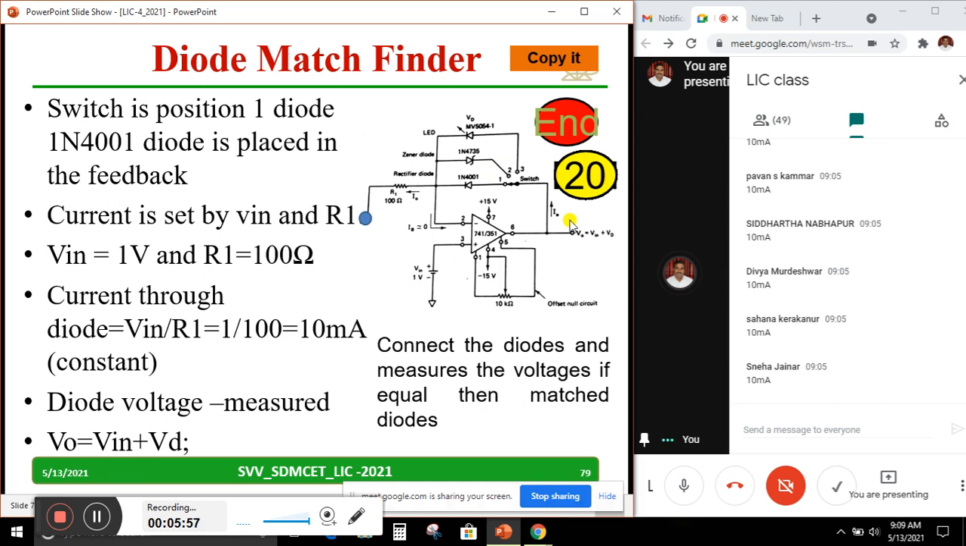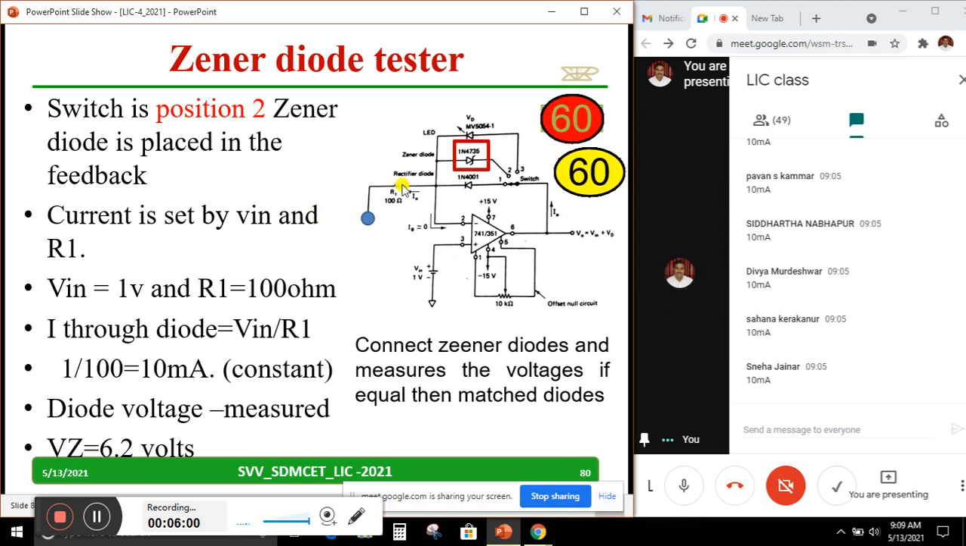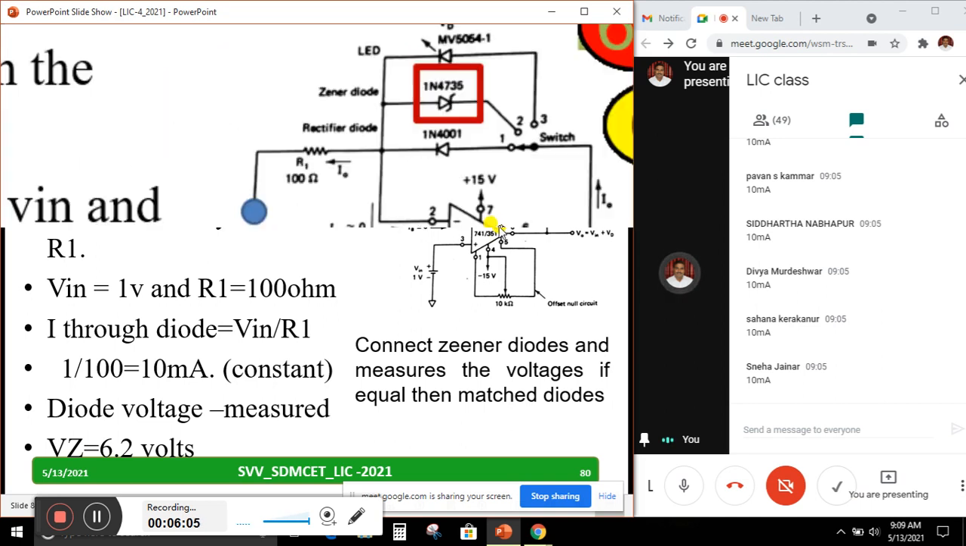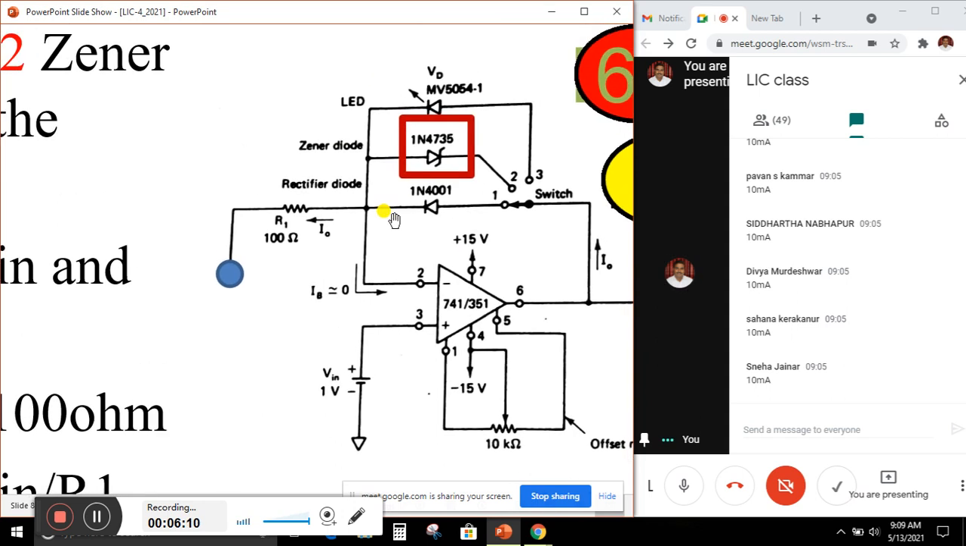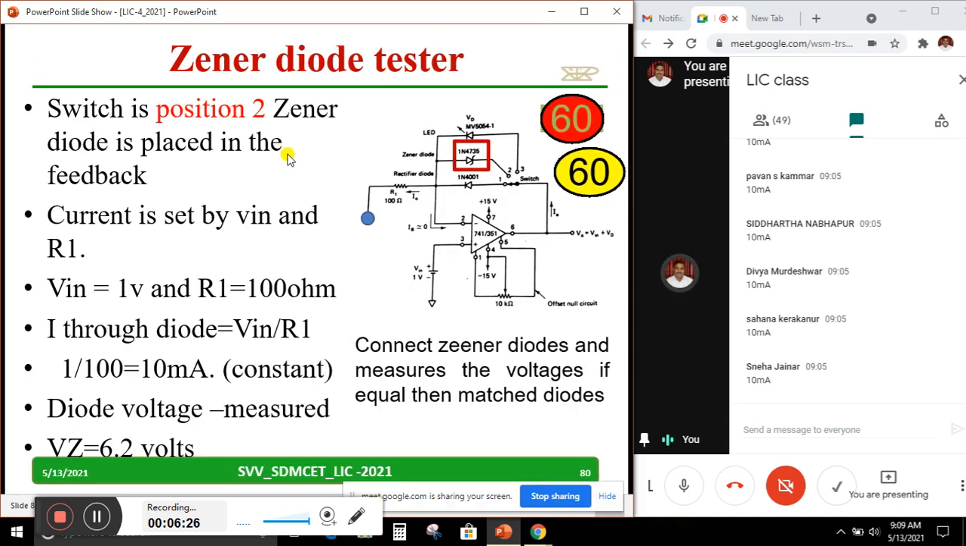The same procedure I have to follow. So now instead of position 1, I am going for position 2. Observe here. Position 1 was what? Diode. Position 2, I have a Zener diode. This switch is, let us consider, connected to 2. Current is the same. This also I am not disturbing, therefore current is the same. I am connecting a Zener diode, and one by one Zener diodes will connect, and voltage I will measure. If the voltage is the same, then I can say matched Zener diode.